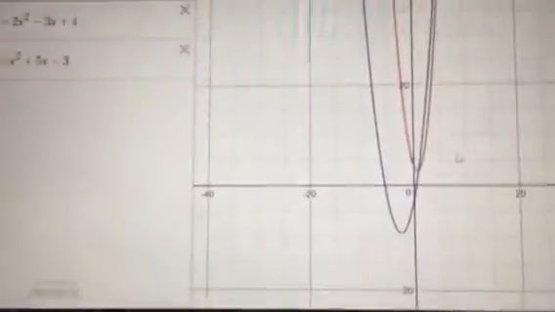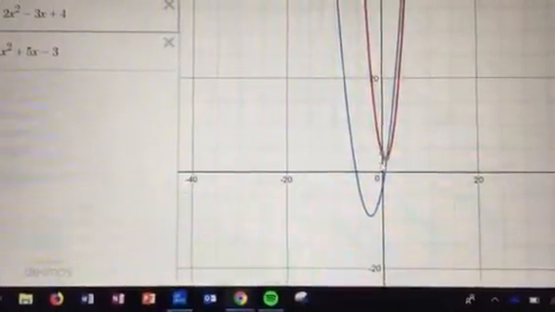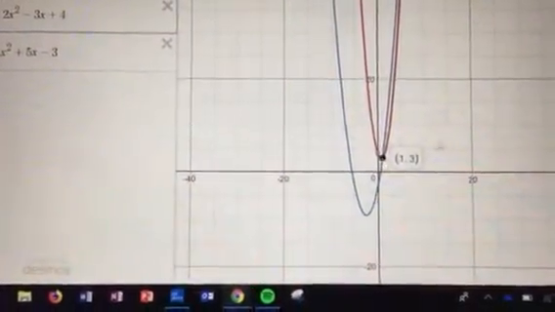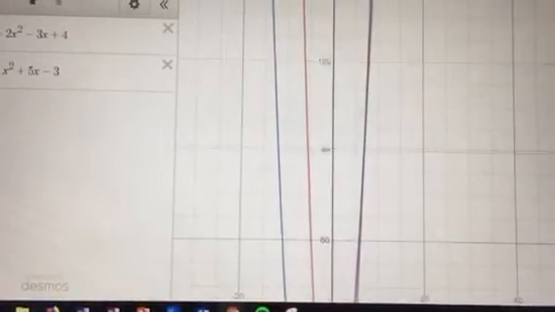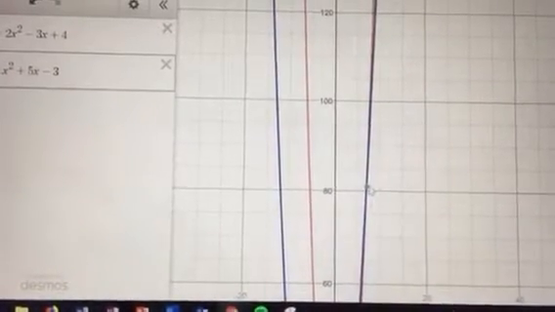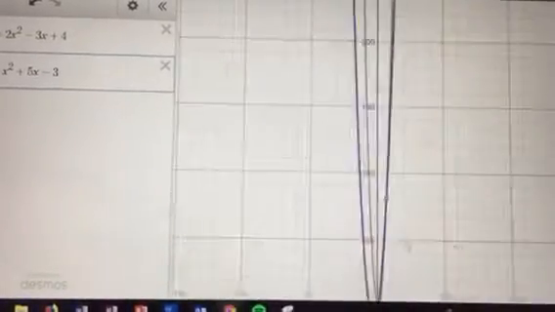Just throw it in the calculator here. There's one intersection point right there. So 1 is one of my answers. And then let's look up here. It's going to be somewhere in here, right? Oh, there it is. 7. So I know going into this that my answers are 1 and 7. So I'm just going to write that down.